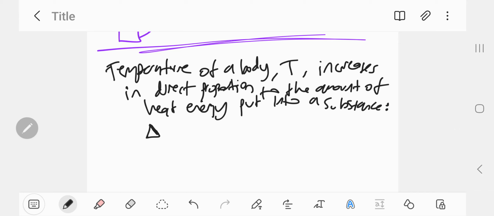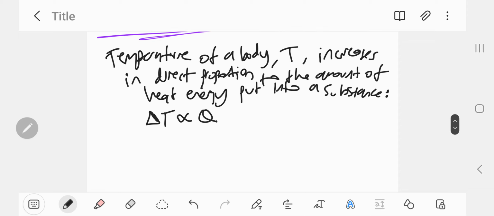So delta T, which means change in temperature, is proportional to Q. We use Q in physics for heat energy. Okay, it comes from somewhere, I don't know where. So yeah, temperature is proportional to heat energy. Okay, that's what this symbol here means, proportional to. We also know that temperature is inversely proportional, which means we divide, to the mass of a body. Okay, M for mass.